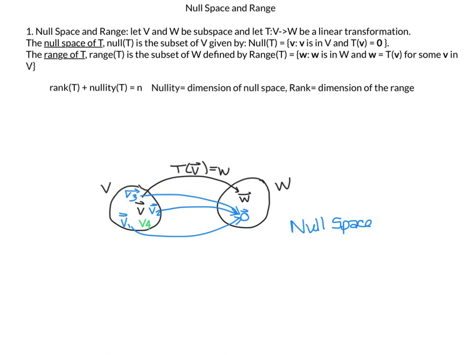So in my drawing, I have v1 is mapped to 0, v2 is mapped to 0, v3 is mapped to 0. This v over here is mapped to this w. So it is not mapped to 0. So all the blue vectors, though, are my null space. Actually, it's these vectors, v1, v2, and v3.